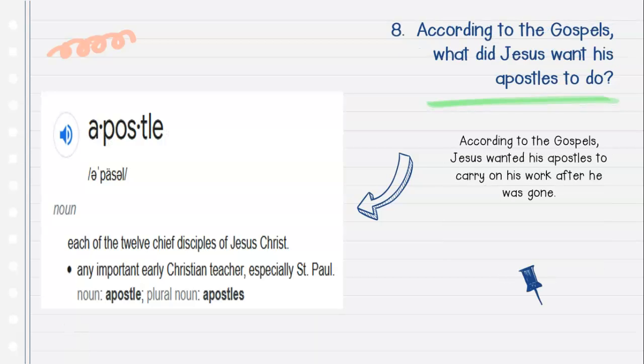Question number 8. According to the Gospels, what did Jesus want his apostles to do? According to the Gospels, Jesus wanted his apostles to carry on his work after he was gone.